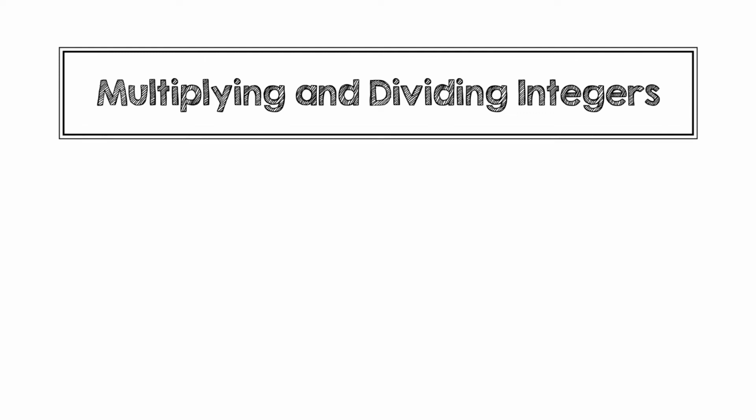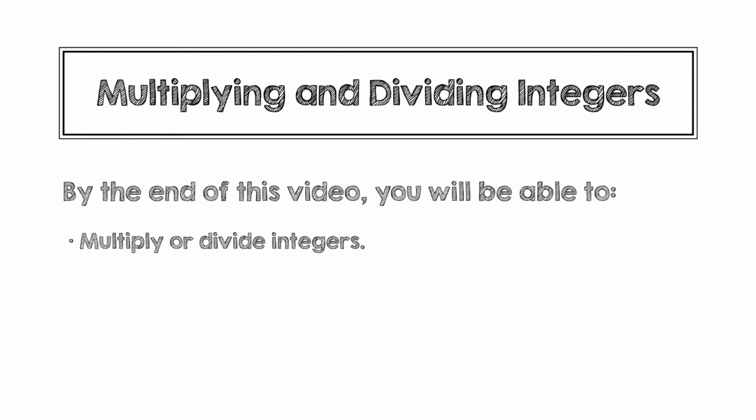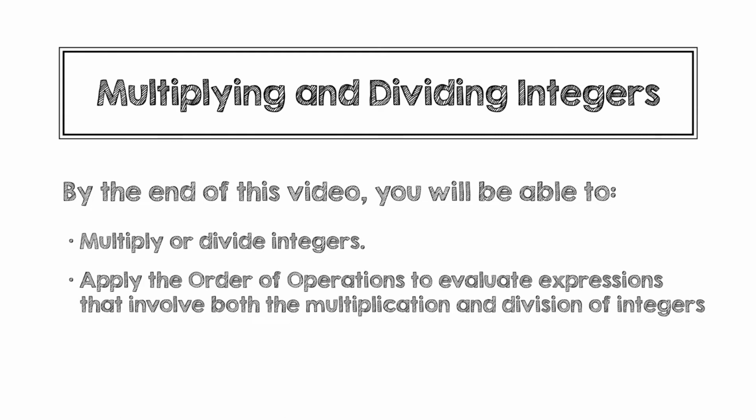Multiplying and dividing integers. By the end of this video, you will be able to multiply or divide integers and apply the order of operations to evaluate expressions that involve both the multiplication and division of integers. In other words, our first focus will be on learning and then applying a new rule that will help us determine whether the sign of our quotient or product is positive or negative. We will then continue to practice this rule with expressions that involve both multiplication and division.